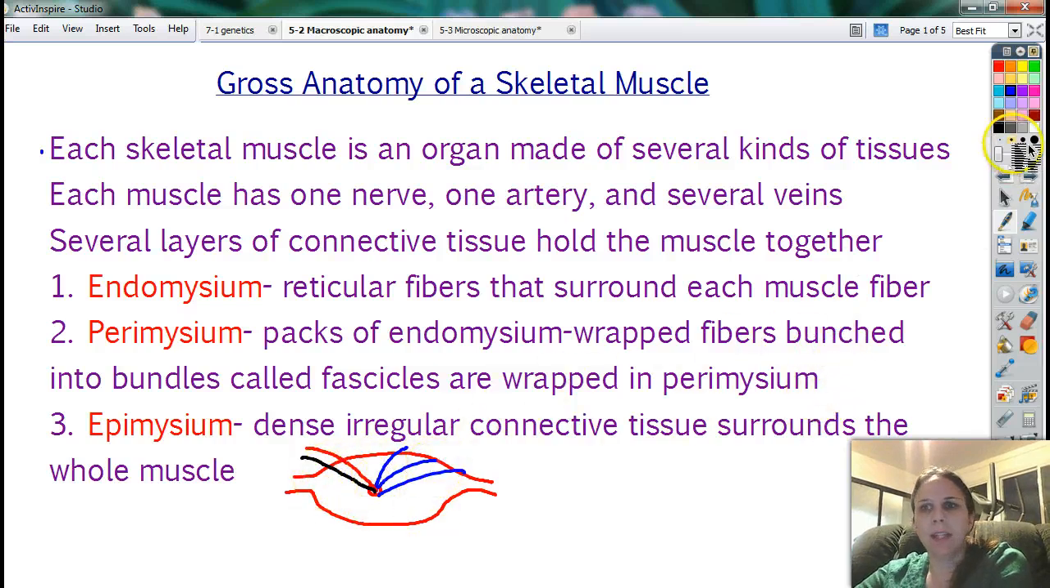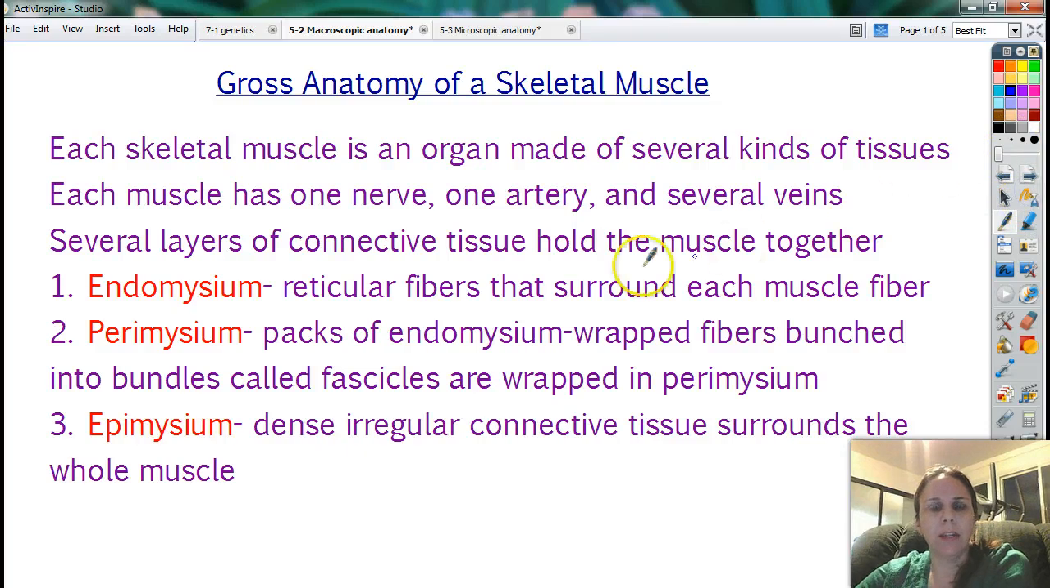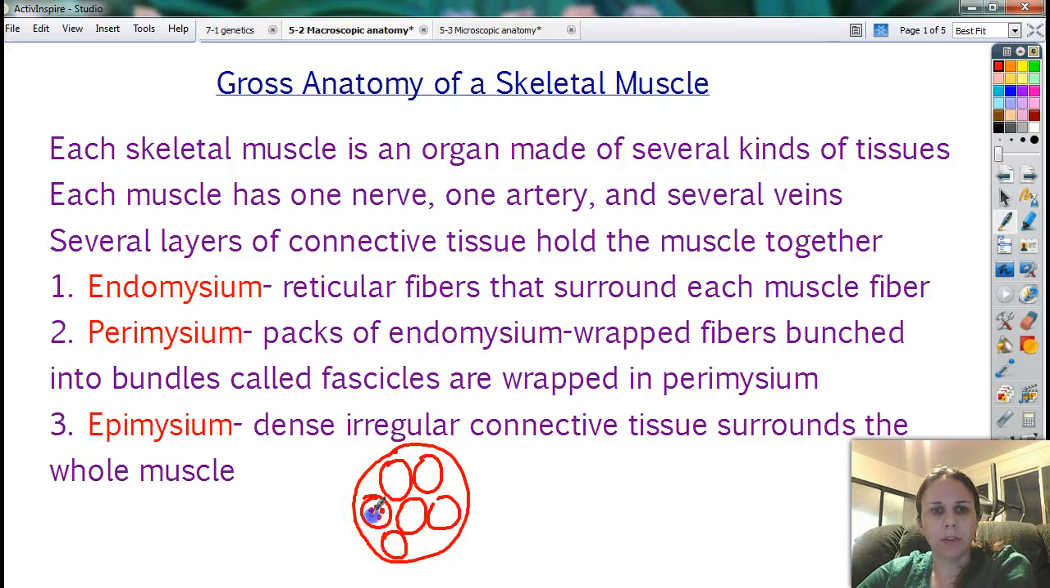Now the muscle itself, if I were to chop it in half and look at it on end, what we would see is big circles in it, kind of like a pomegranate. That's what it looks like to me. And then inside, even smaller circles. So a muscle is made up of several different structures, and we're going to look at each one.